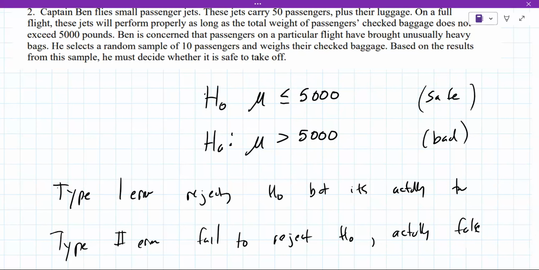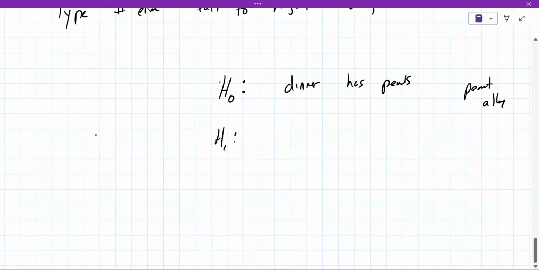I'm confused. Let's take a different example. Do you have any food allergies? You don't have to share, but it would help make this make sense. No, I do not. Okay, so let's take someone that has a peanut allergy. That's a common one. We'll make H0 that the dinner has peanuts, and H1 that the dinner does not have peanuts.